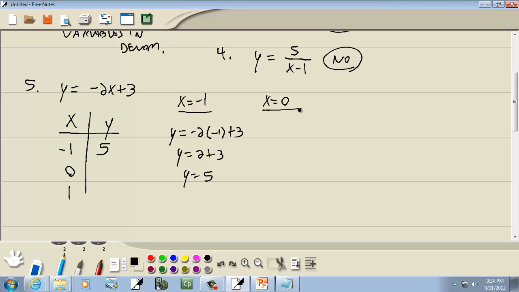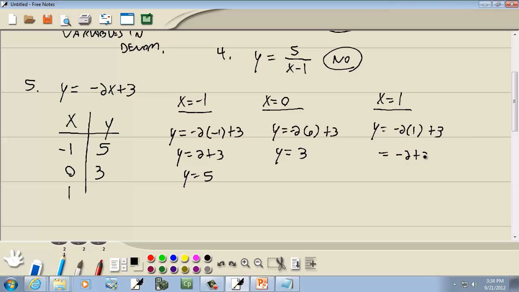Now let's plug in 0. So I'll plug 0 in for the x. So we've got negative 2 times 0 plus 3. Negative 2 times 0 is 0, so we get 3. So that'd be this y value. And then we'll plug in x equals 1. So we've got negative 2 times 1 plus 3. Well, negative 2 times 1 is negative 2. Negative 2 plus 3 gives us a positive 1. So this would be 1.